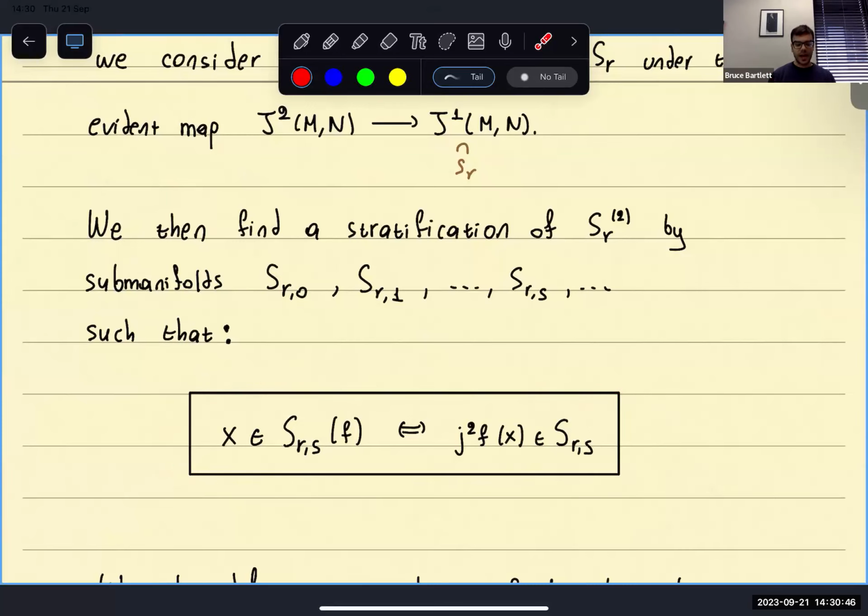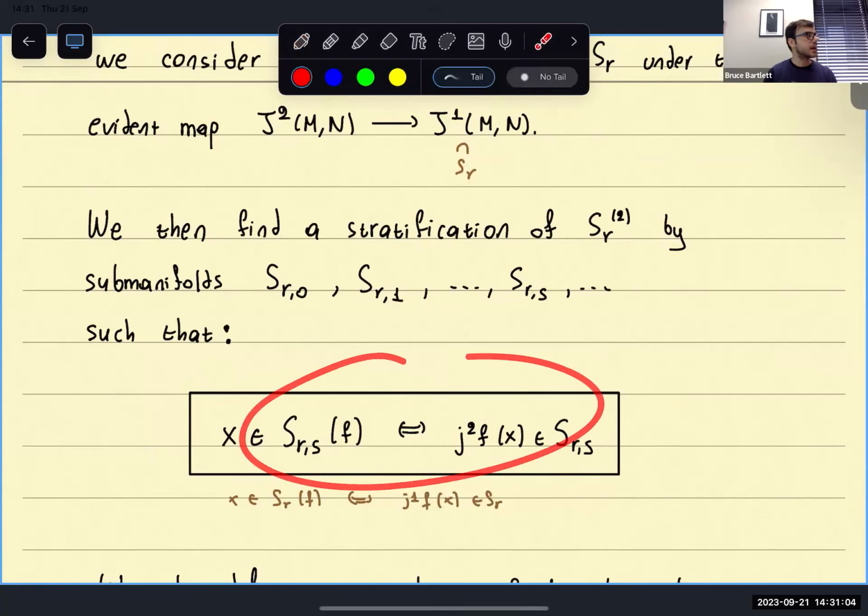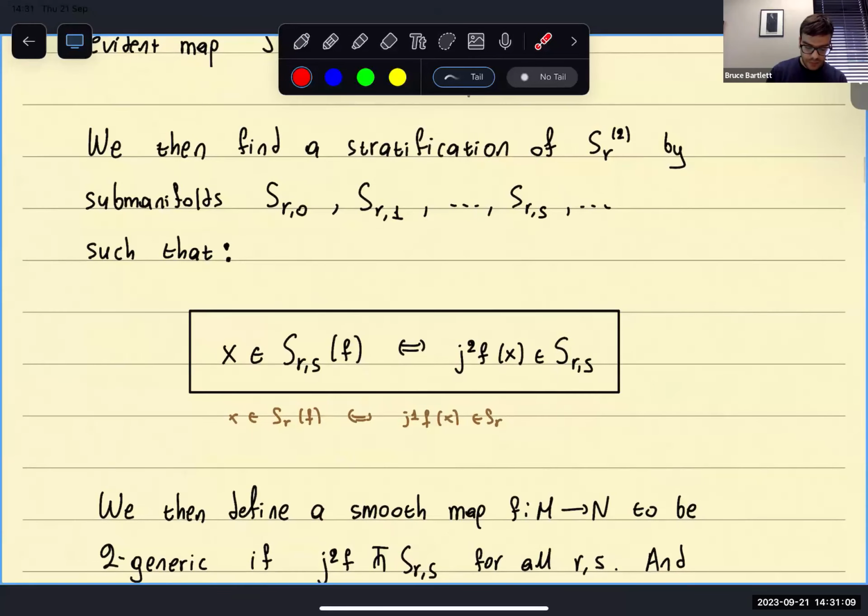That's the analogous thing that we had in the one-jet case, where we had that x is in S_r(F) if and only if j^1F(x) is in S_r. That's the analogous statement. And then we basically just proceed iteratively.